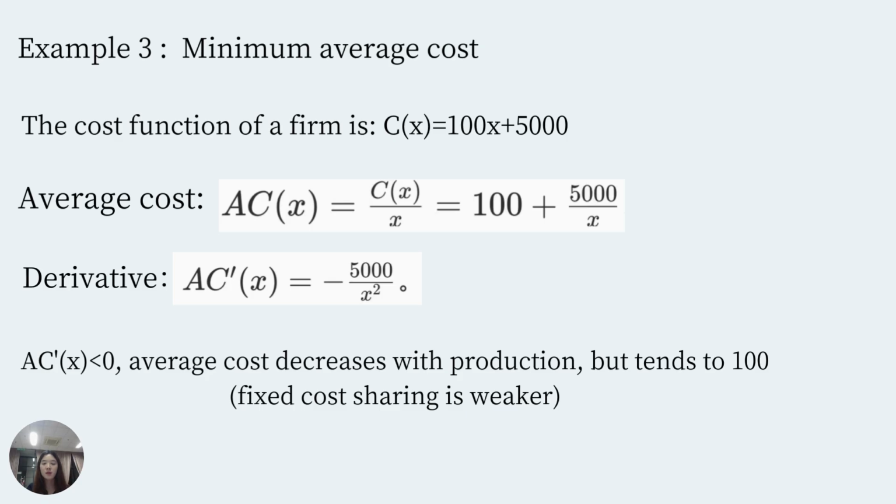Example 3: Minimum average cost. The cost function of a firm is C(x) equals 100 times x plus 5,000, and the average cost AC(x) equals this function. We can calculate the derivative of AC(x). The derivative of AC(x) is less than 0. Average cost decreases with production, but tends to 100. Fixed cost sharing is weaker.